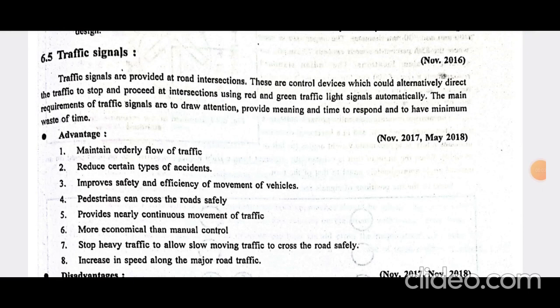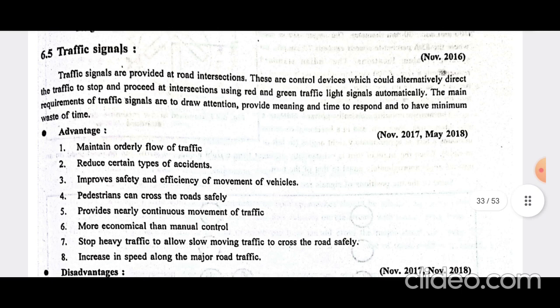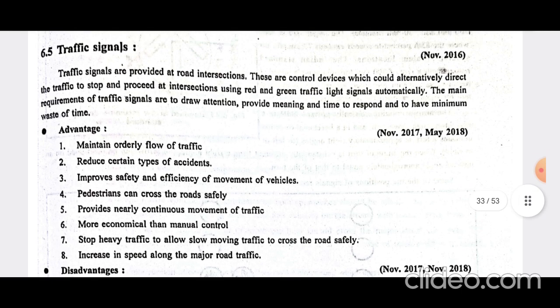Hello student. Today we start a new topic, traffic signal. So here traffic signals are provided at an intersection if four roads are connected with each other at one point, or more than four roads are connected with each other at a single point. So at that intersection a traffic signal is required.